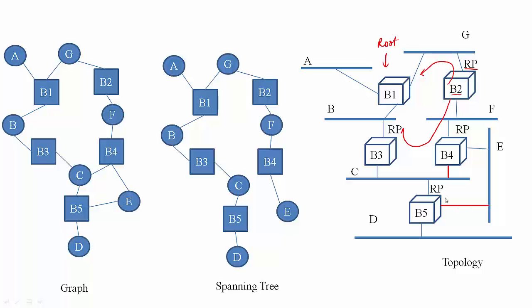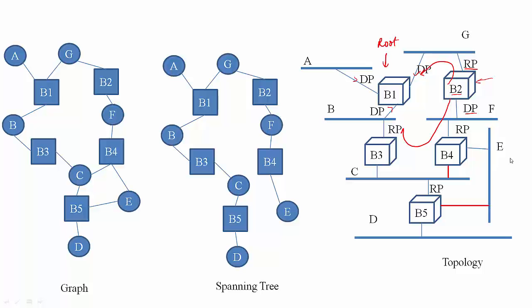Now let's look at the designated port. For LAN segments A, B and G, B1 is the designated bridge and thereby these are the designated ports. This is rather obvious. Now let's look at LAN segment F. For F, which is the designated port? Via B2, because this is the shorter path compared to any other path. This path is longer than this, so B2 is the designated bridge and this is the port that interconnects it with B2, thereby this is the designated port.